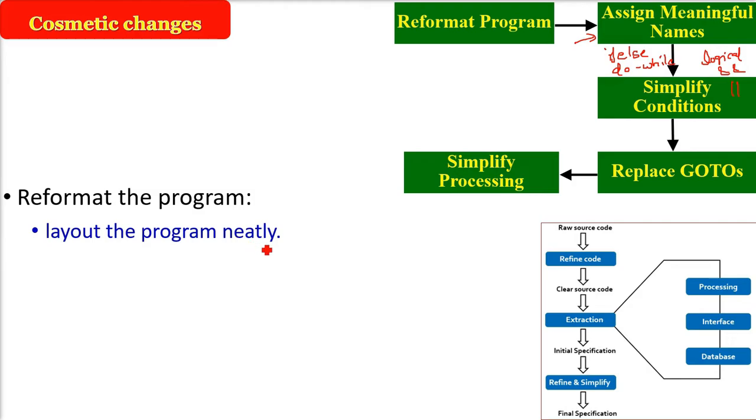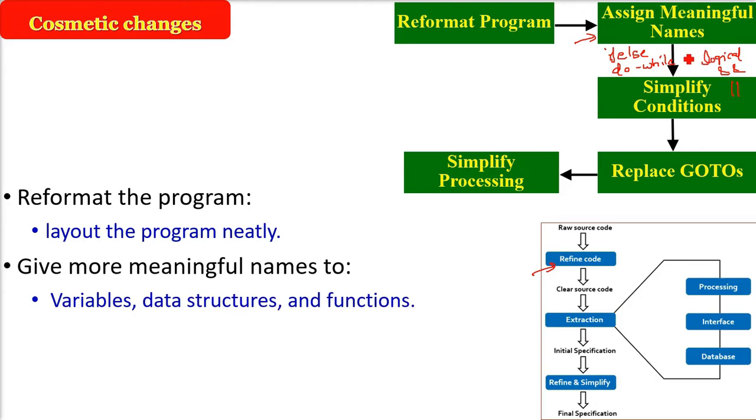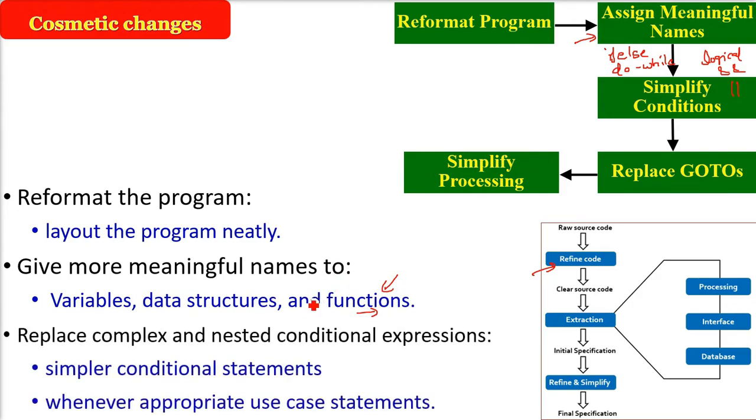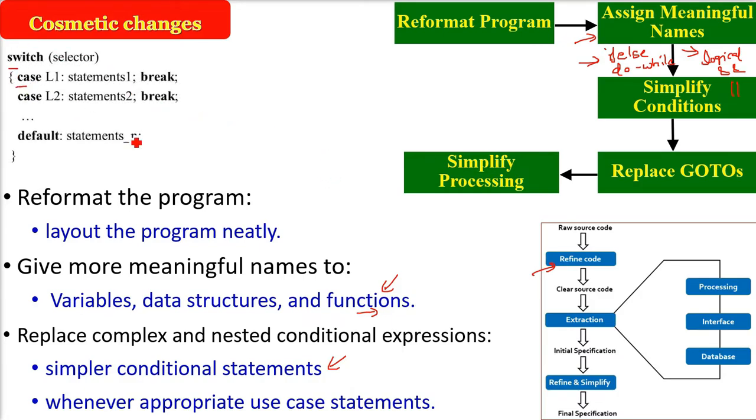To be understandable, you need to reformat the program, that is, the layout should be made neat. And as I said, you have to give meaningful names to the variables, to the data structures, to the functions. Names should correspond to what the function is doing. Then there are complex, nested, looped, multiple nested conditional expressions. You need to simplify these conditional statements, and whenever possible, rather than having multiple if-elses, you can use a case statement. So this is the switch case statement.